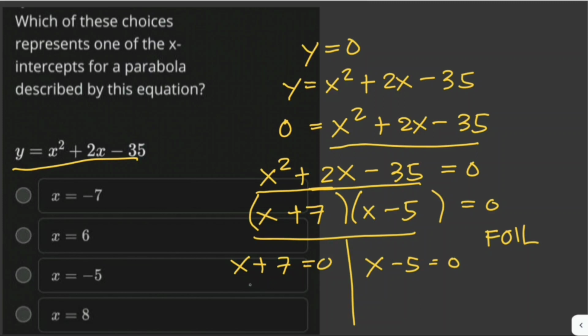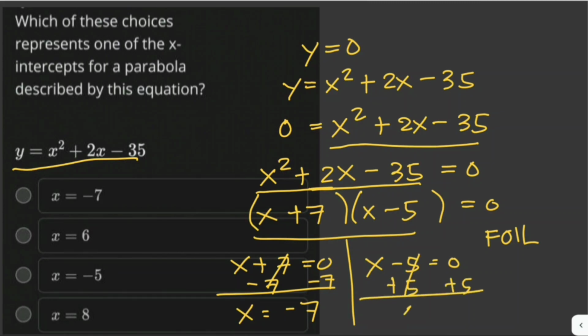Okay, x plus 7 equals 0. We subtract 7 from both sides. x here is equal to negative 7. And we add 5 to both sides. So x here is equal to 5. So the values of our x here are negative 7 and 5. So our x-intercepts would be negative 7, 0, and 5, 0.